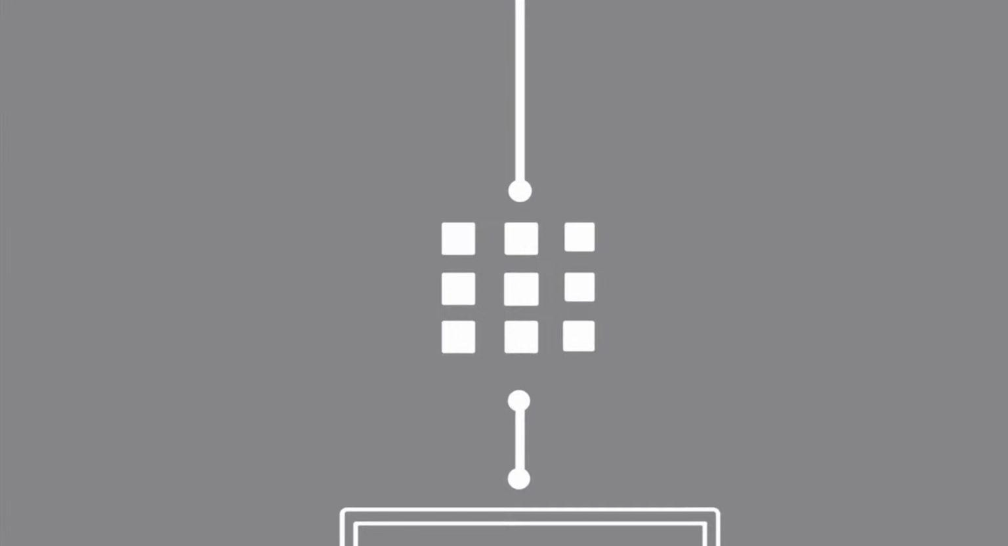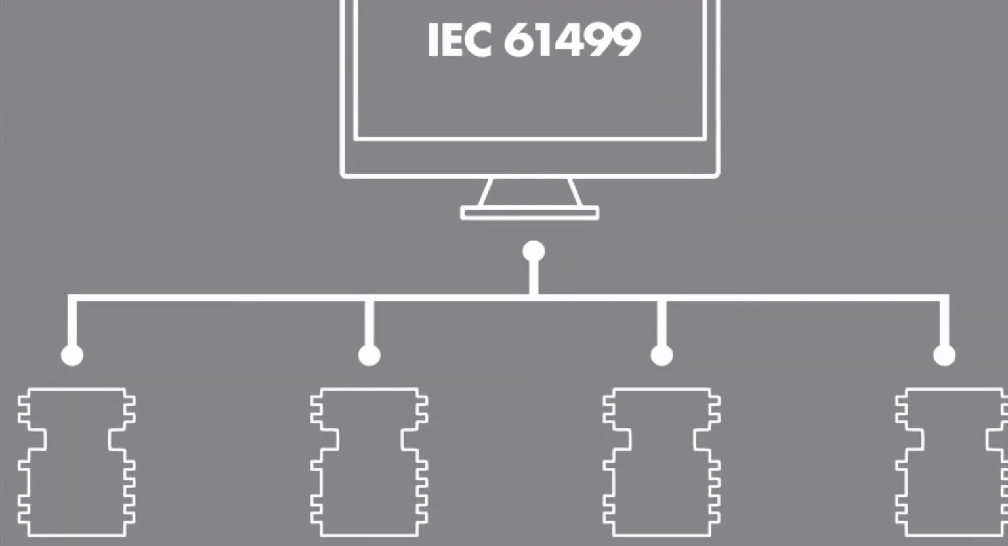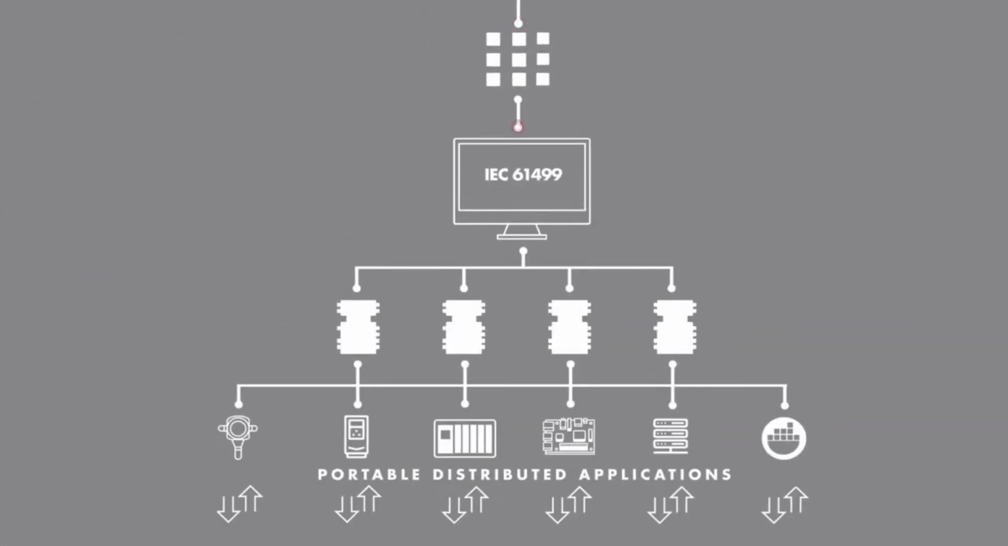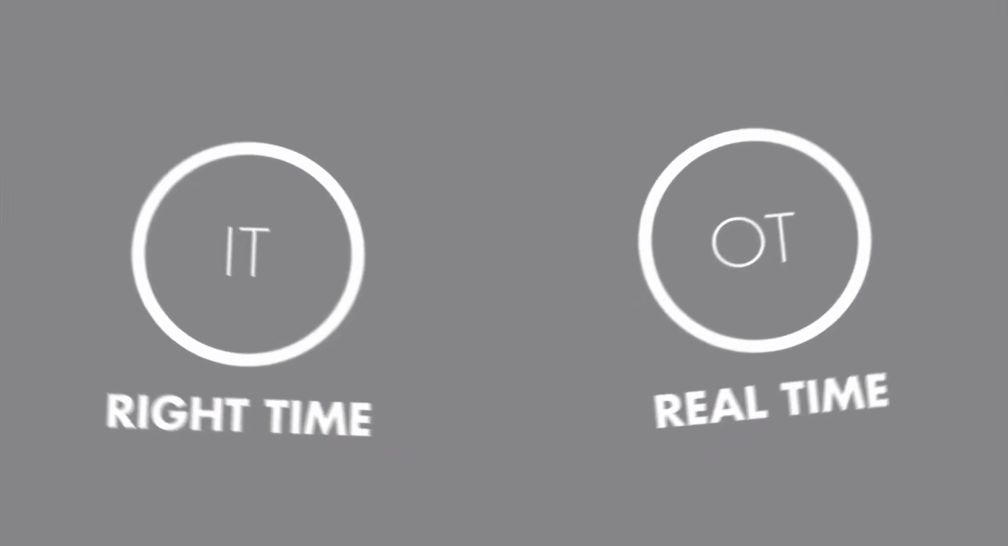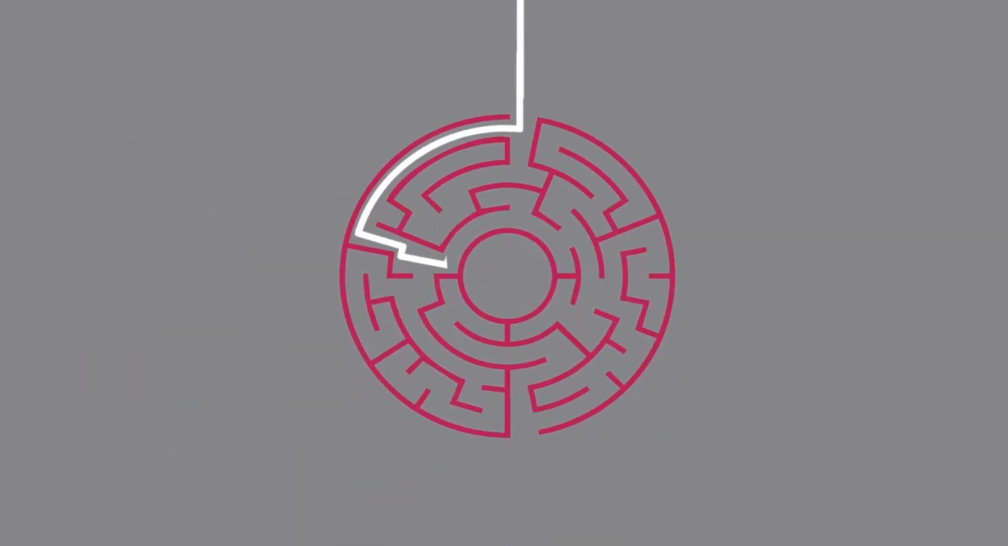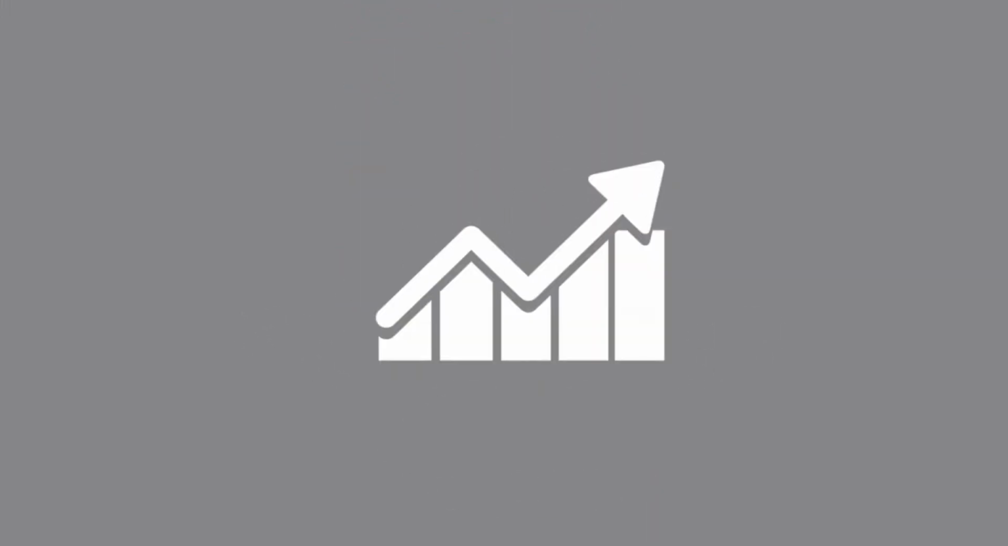Universal Automation allows us to use software and hardware in a whole new way to create portable applications and innovative architectures. For the first time, IT and OT engineers can easily work together, combining real-time with right-time to create cost-effective and innovative ways to address complex use cases like predictive maintenance, production optimization, and virtual commissioning.